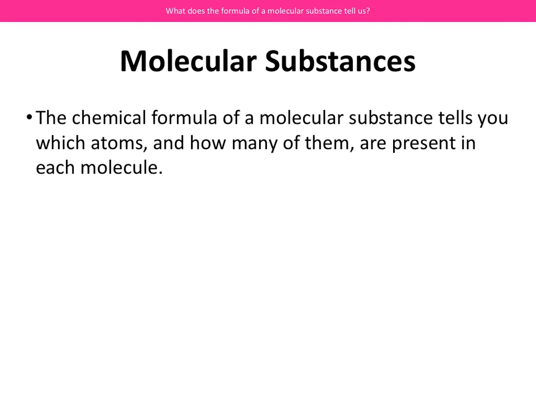So this is probably beginning to become apparent anyway, but one of the things that we're considering when we look at the chemical formula of a molecular substance, and we know whether something is a molecular substance, i.e. it's made of molecules based on the flowchart we've just been using, is that the formula tells you which atoms and how many of them are present in each molecule.